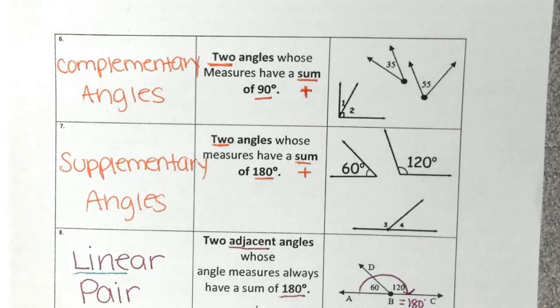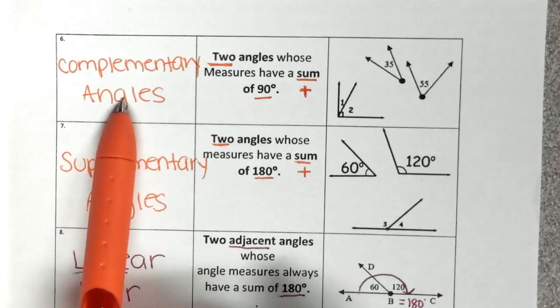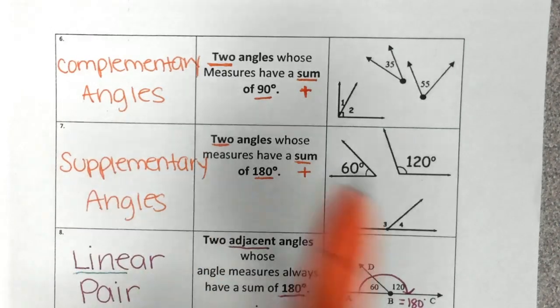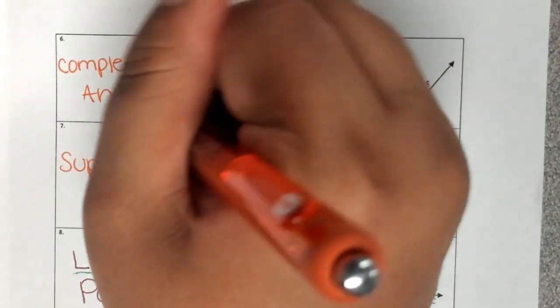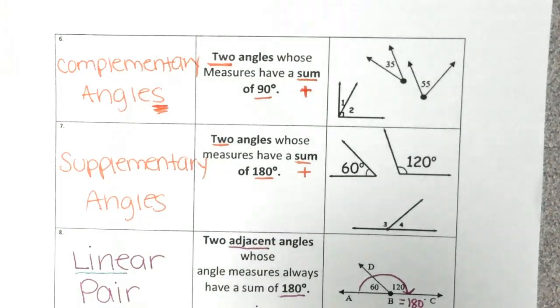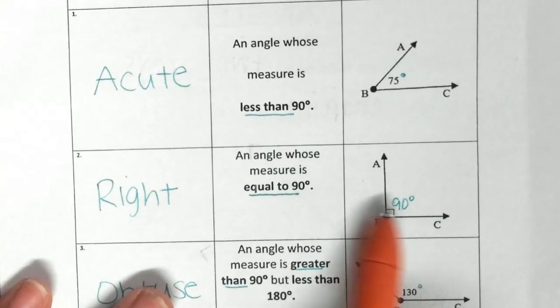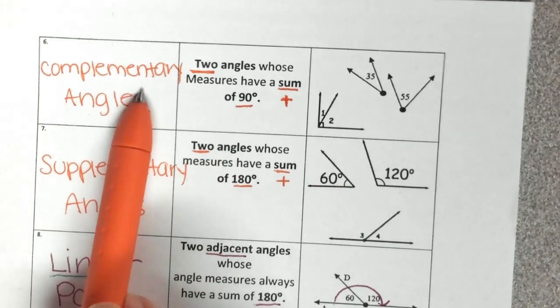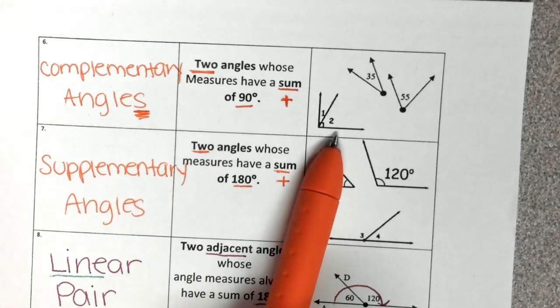Now, be careful. What's the difference between complementary angles and a right angle? Angles. There are two of them. A right angle is just one right angle, 90 degrees. Complementary angles are when you have two of them that create a right angle.